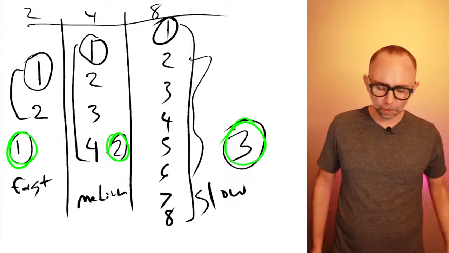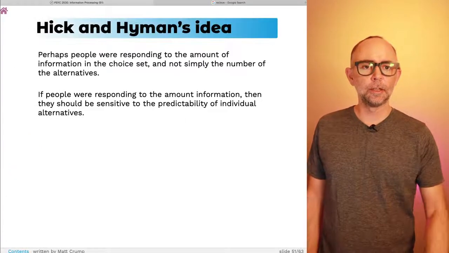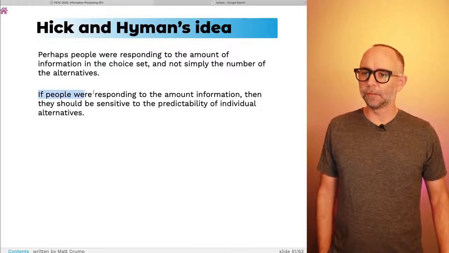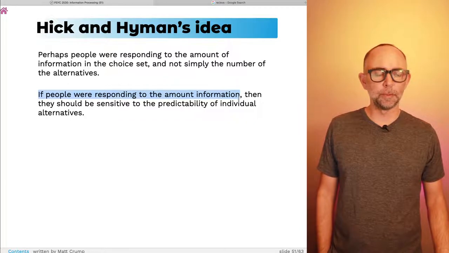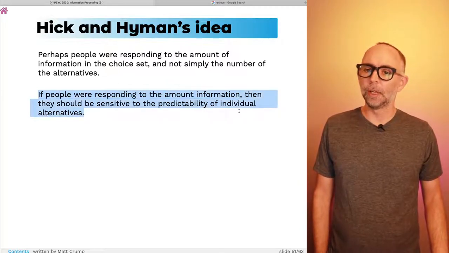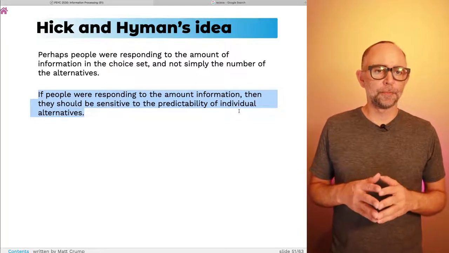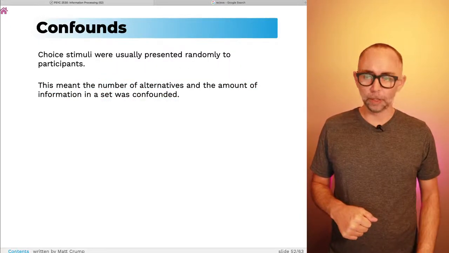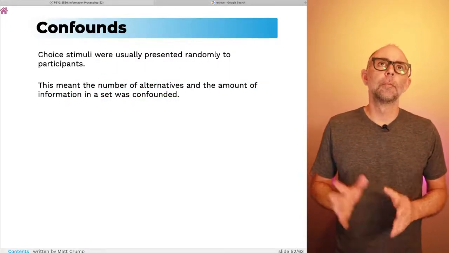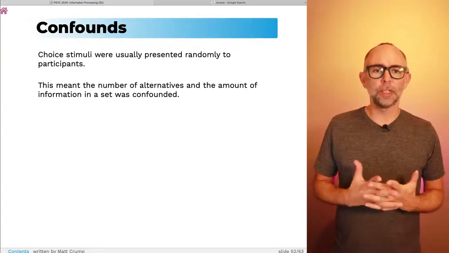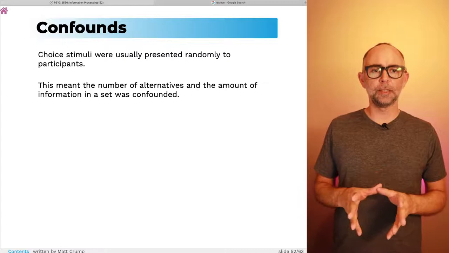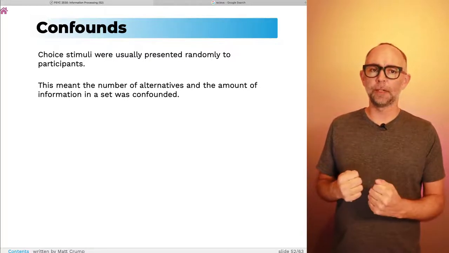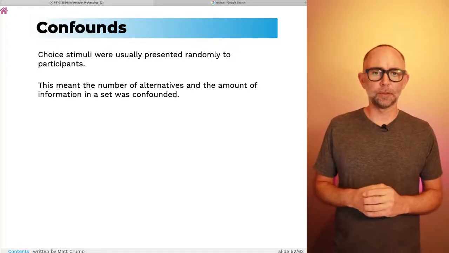Now, there was a confound. This was a really interesting idea they had. And there was an implication here that if people were responding to the amount of information in a set of stimuli, then they should be sensitive to the predictability of individual alternatives. I also want to point out that in research leading up to this, the choice stimuli were usually presented randomly to participants. And that meant that the number of alternatives in the experiment was confounded with the amount of information in a set of alternatives.